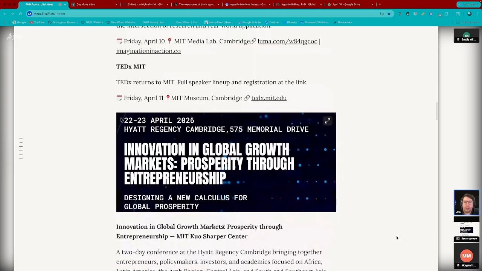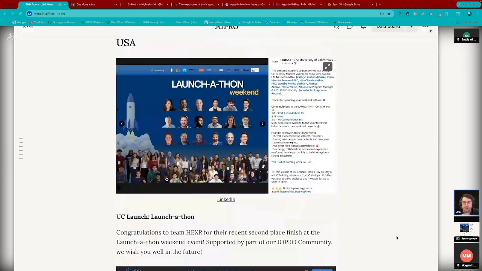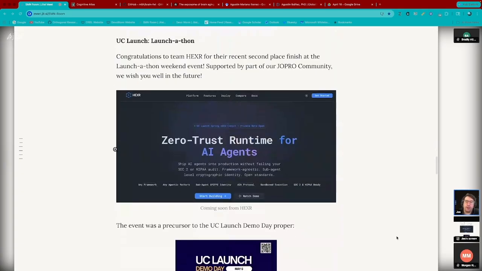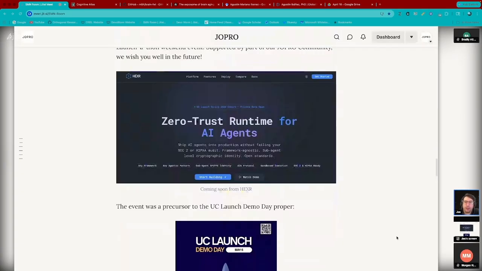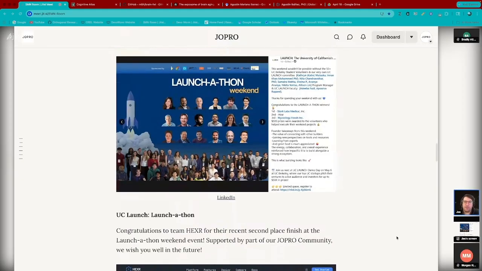These are a bunch of local events here. But also shout out to Team Hexer, the team that I'm mentoring. They're doing some AI security compliance type things. They won second place at the launchathon. The UC launches this program for startups.